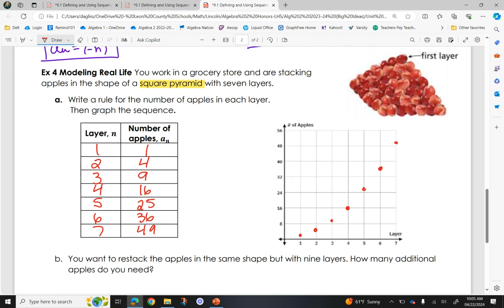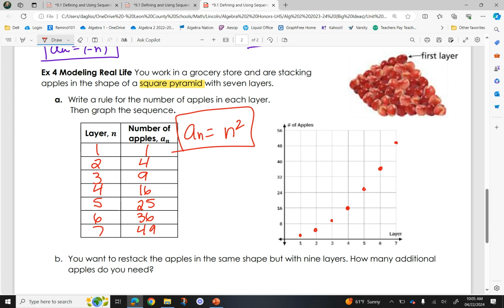All right, so our table and graph should look like this. Because it says to write a rule, any layer would be the layer squared, right? This is the rule for how we created our table. We kept squaring it. What if your manager says, cool, but I'd love a couple more layers? What if he told you to remake this using 9 layers instead of 7? How many more apples would you need to make 9 layers?